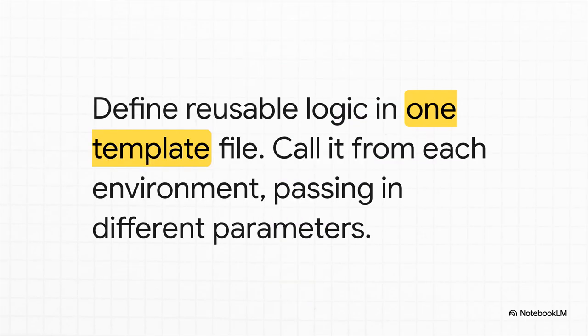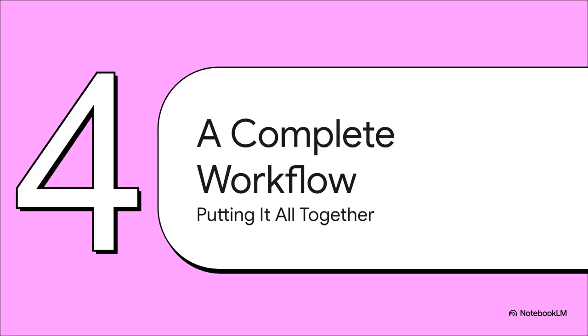The answer here is to use templates. You define all that core deployment logic, all the shared steps, in one single reusable template file. Then your main pipeline just calls that template for each environment, dev, staging, prod, and it passes in the few little parameters that are different, like a server URL or a replica count. You write the logic once, and you reuse it everywhere. It's a game changer.